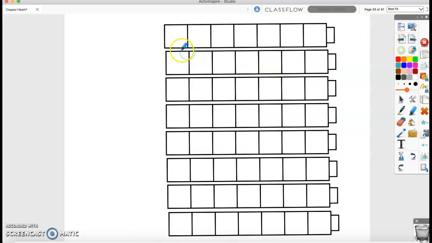This time I have 1, 2, 3, 4, 5, 6, 7. I am making ways to make the number 7. These are all the combinations and ways to make 7. So I'm going to draw them first to show you. So we're going to use red this time. So I could have all of them red.